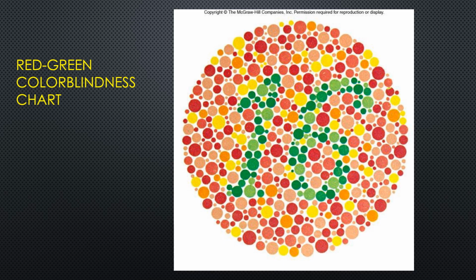So please send me an email, and in the subject say colorblind-yes or colorblind-no. And then we'll get together a chart from our particular class of how many of us are colorblind and how many of us are not.